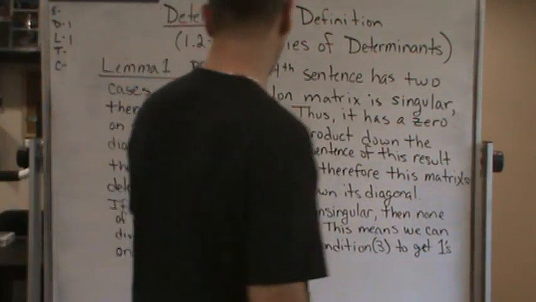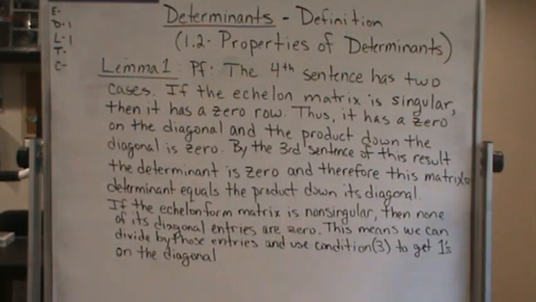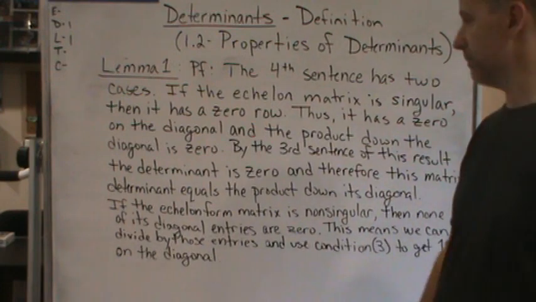Okay, so now let's go over the proof of the fourth statement here. Now there's two cases to deal with. There's the case that the echelon form matrix is non-singular, and there's the case that it's singular. So let's deal with the case that it's singular first.